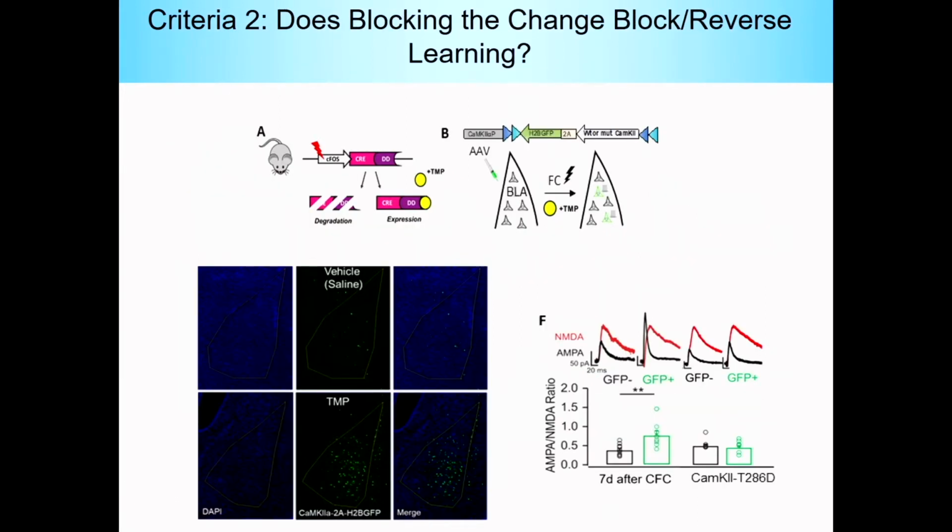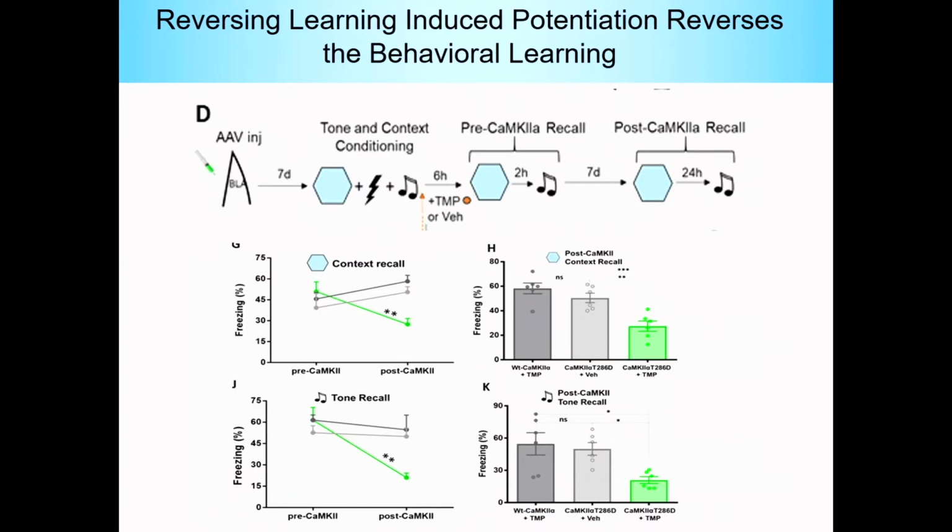So criteria 2: does blocking the change block or reverse the learning? I'm not going to go through how we do this, but through some molecular manipulations of a molecule involved with LTP, we can get a reversal. So if we virally deliver into only the active neurons this molecule, a mutant of a kinase, we will get a reversal of the learning-induced potentiation, right? So we can measure that electrophysiologically, and then we can look behaviorally.